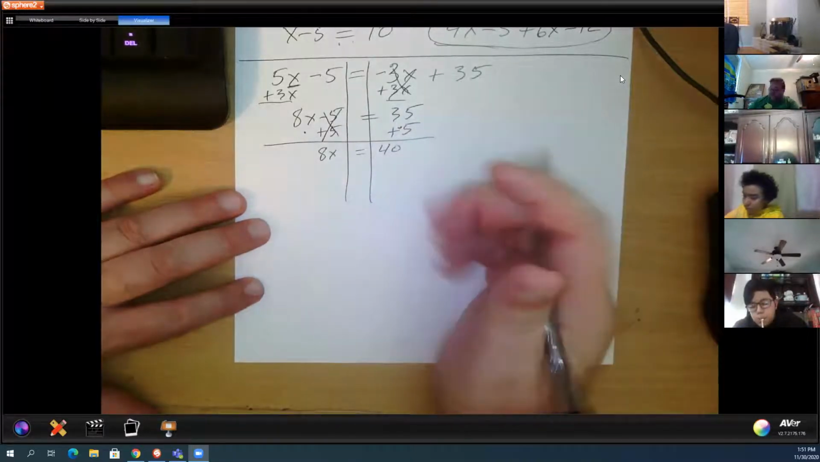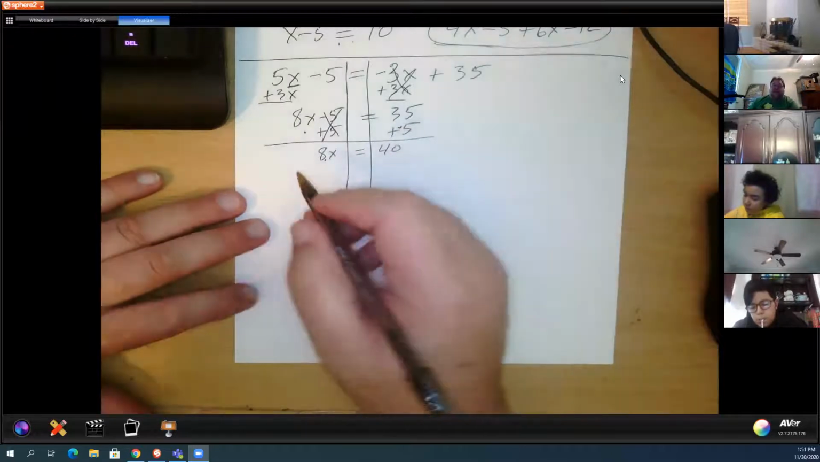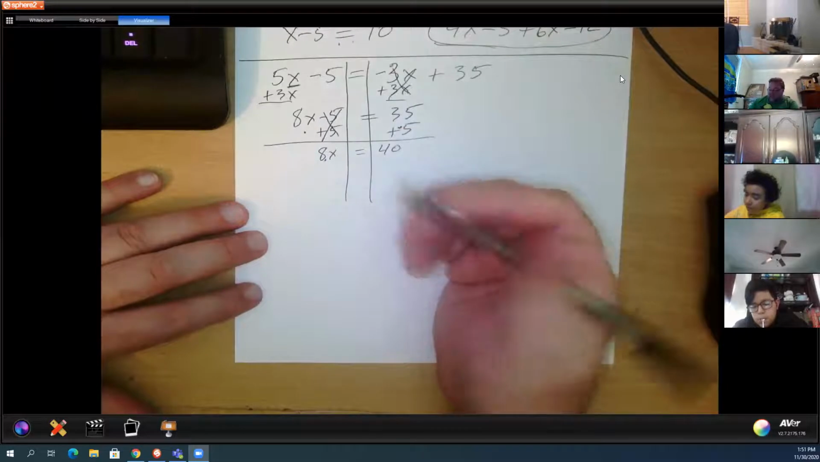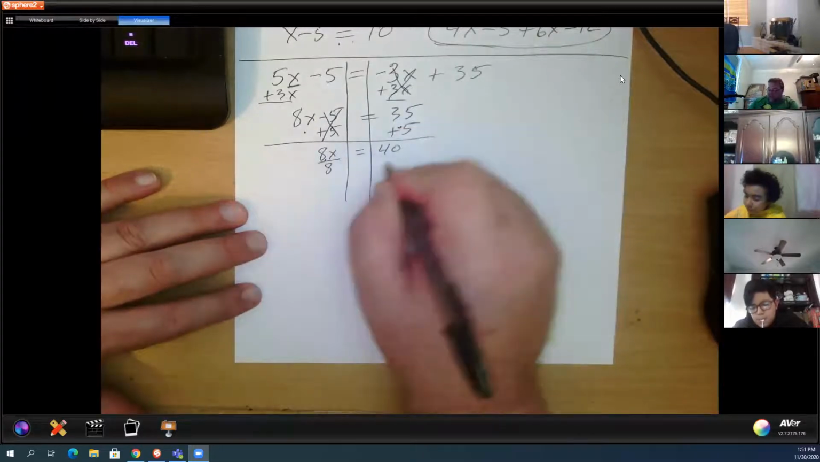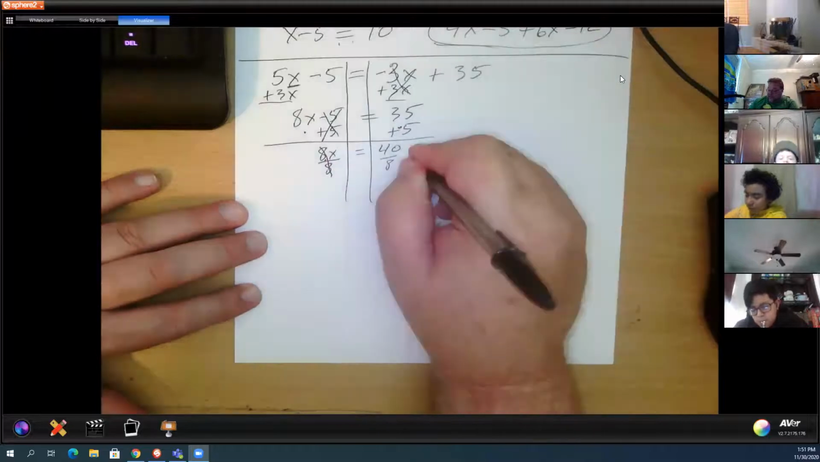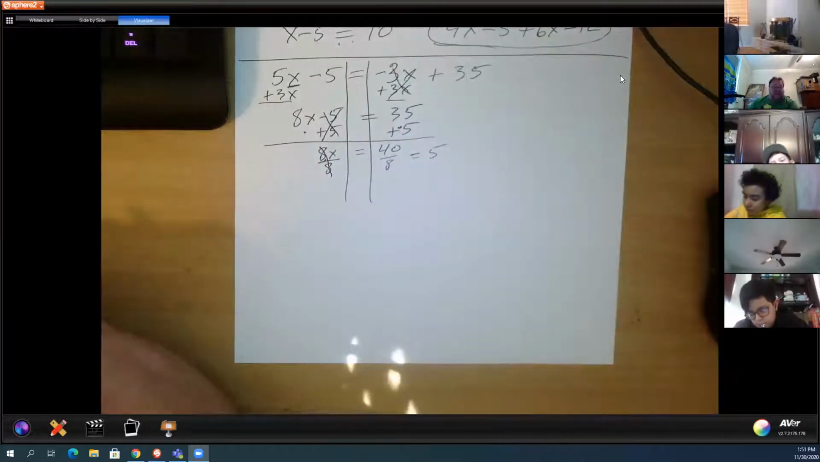Now remember, this is multiplication. Since it's multiplication, I'm going to use division to undo it. So I'm going to divide by the number in front of the variable, or the coefficient, and I find out that x equals 5.